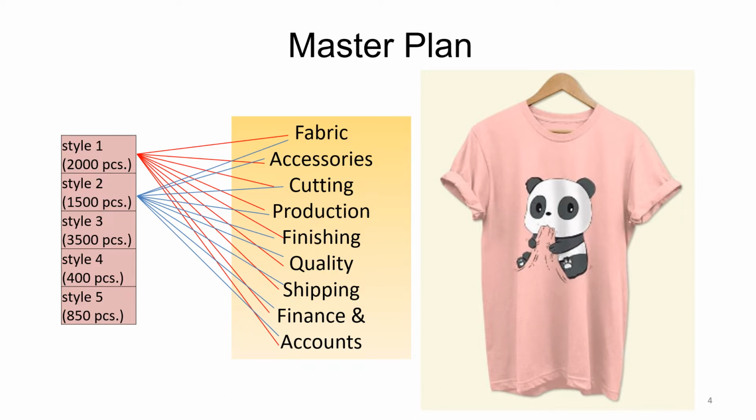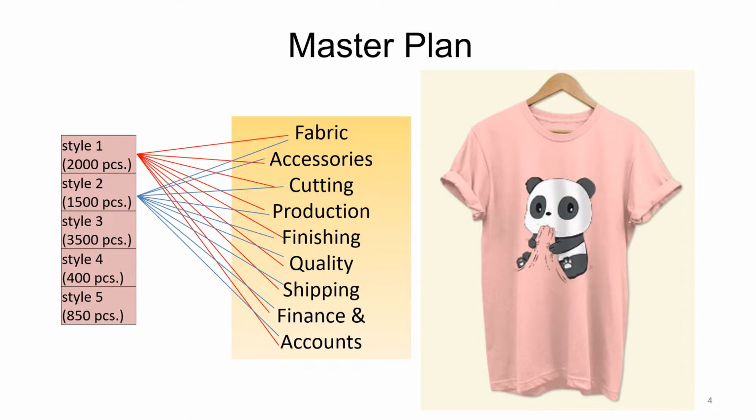So, going back to the fabric manager, the master plan is going to look like this: they're going to write down all the styles with their quantities, and they're going to write down how much of what fabric is required for style 1, how much of what fabric is required for style 2, and so on for all the styles. So the fabric manager is going to make a master plan of the entire fabric requirement in the factory. Similarly, the accessories department is going to make a master plan for all the accessories required for all the styles being taken by the factory.